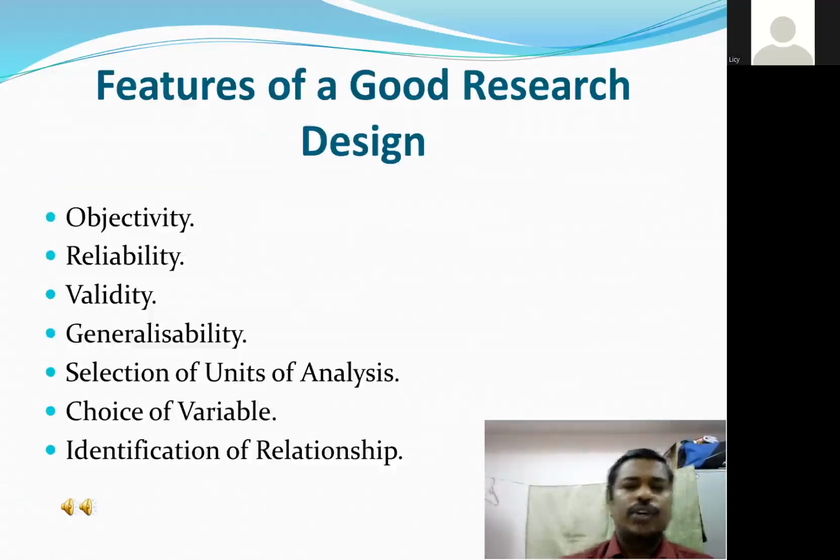The next topic is the features of a good research design. A number of features are available for identifying a good research design. What are the features? Objectivity, reliability, validity, generalizability, selection of units of analysis, choice of variables, and identification of relationships. These are the features for identifying a good research design.